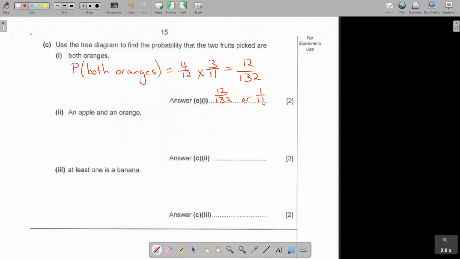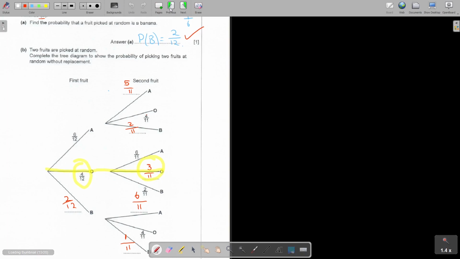Okay, let's go on. An apple and an orange. But it can be orange apple or apple orange. Let's go back first. An apple and an orange. So let's just go and see. An apple. Now let's just get another color. An apple and an orange. Okay? But then there's another one. An orange and an apple. So it's this one times this one. Are you with me? And this one times this one.